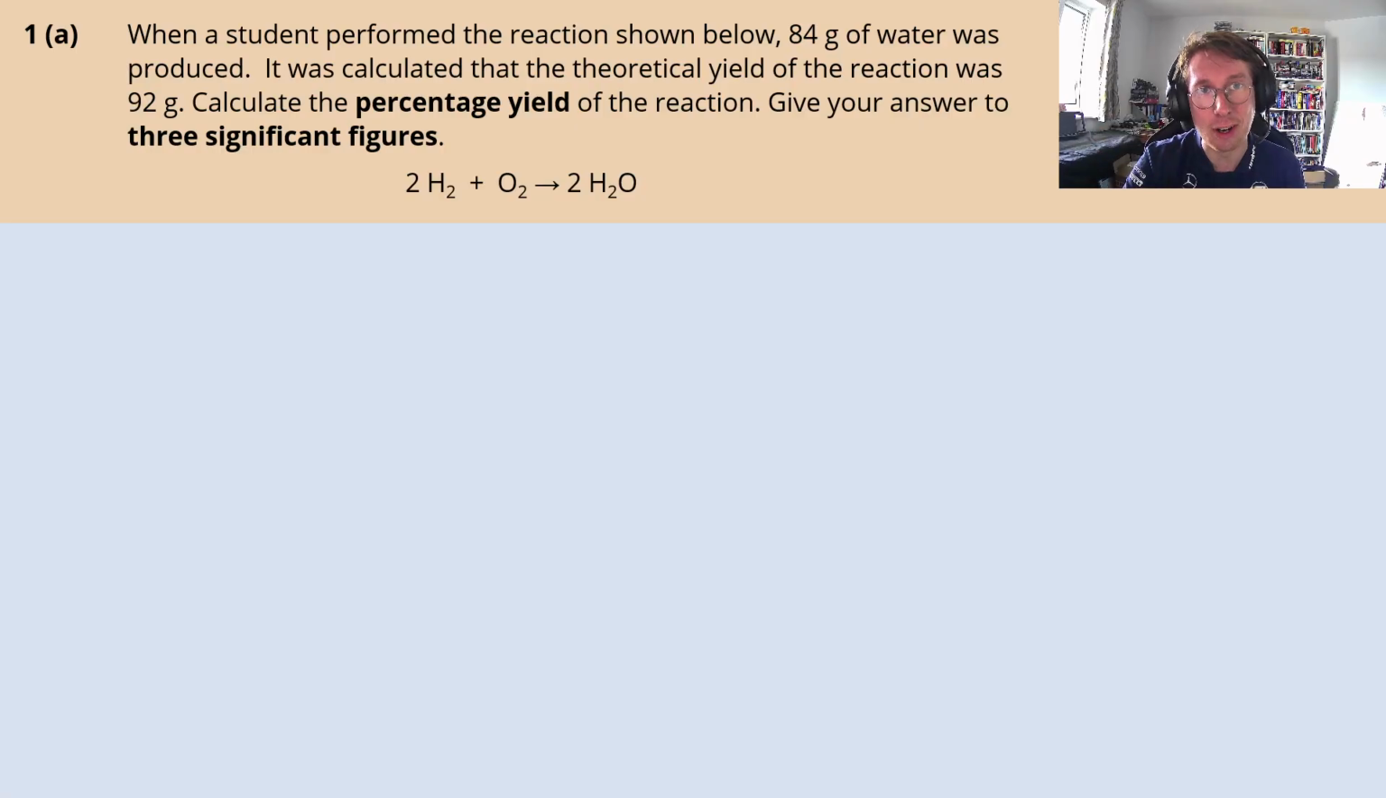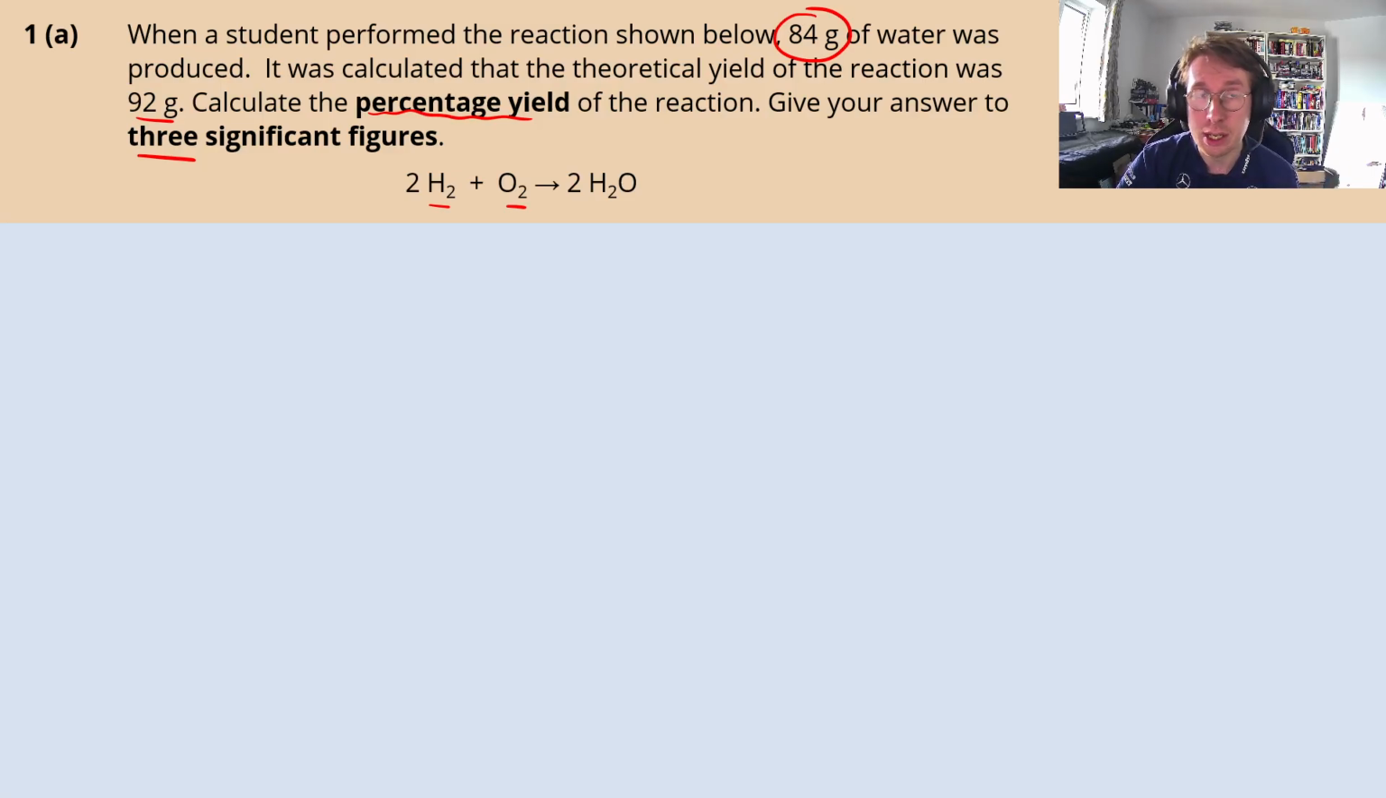So let's crack on. This question tells us that when a student performs a reaction shown below, the reaction between hydrogen and oxygen, they are forming 84 grams of water. And it was calculated that the theoretical yield of this reaction is 92 grams. Now, we need to calculate the percentage yield, and it also tells us to give our answer to a total of 3 significant figures.